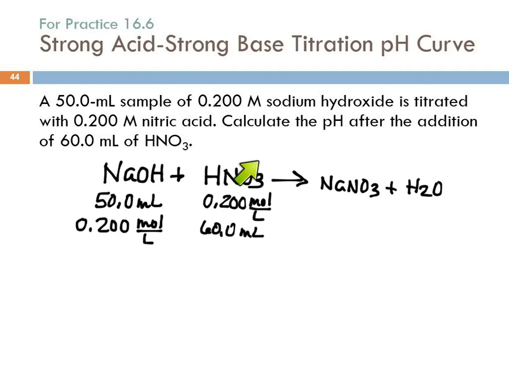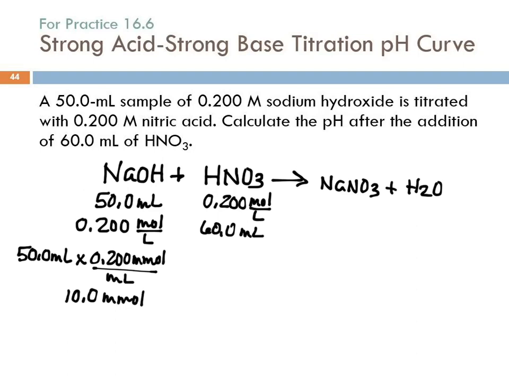This is a strong base and a strong acid. So the amount of hydroxide in the solution is this volume times this concentration. Let's figure that out. I'm going to use millimoles because I just think it's easier here. So we've got 50 milliliters times 0.200 millimoles per milliliter. So 50 times 0.2, we should be able to do that in our heads, but, better safe than sorry. And I'm going to preserve my sig figs, and that's 10 millimoles of sodium hydroxide.